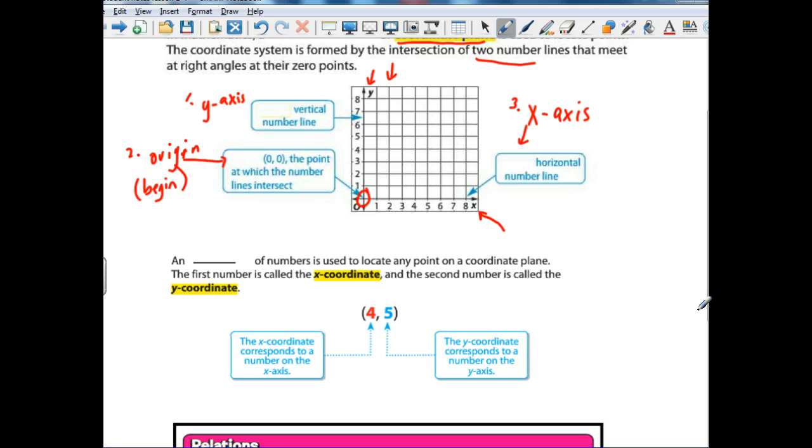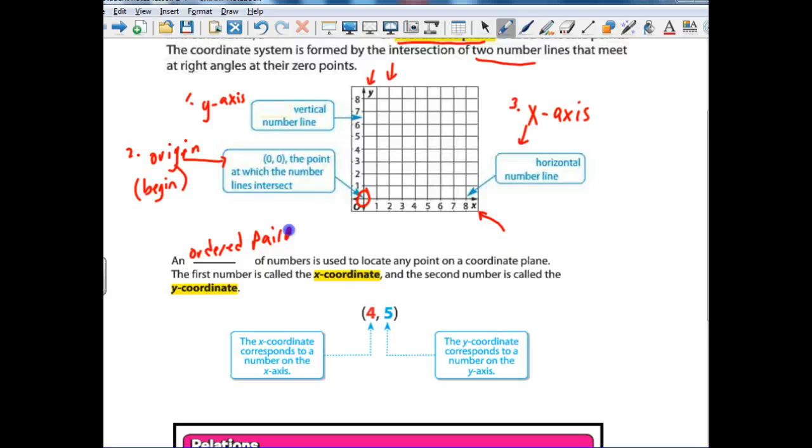And then in the next area there's a blank there. I think that did print. It's a little off center, but you get the point there. The words we want in there, that's 2 words actually, so you might have to write kind of above like I did. Ordered pairs. An ordered pair of numbers is used to locate any point on a coordinate plane.